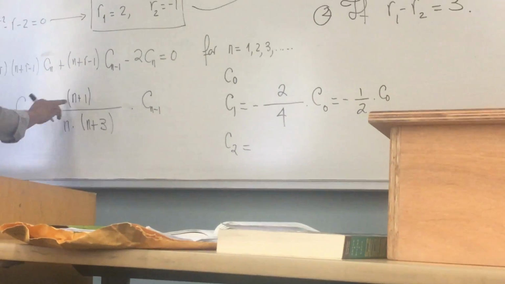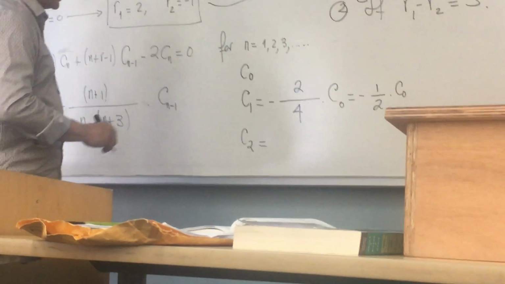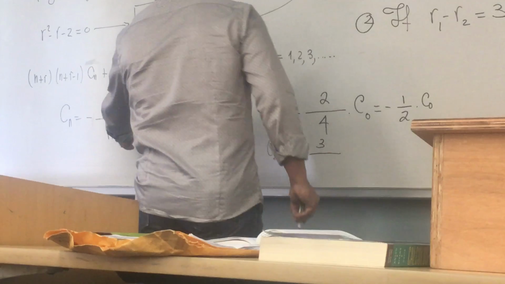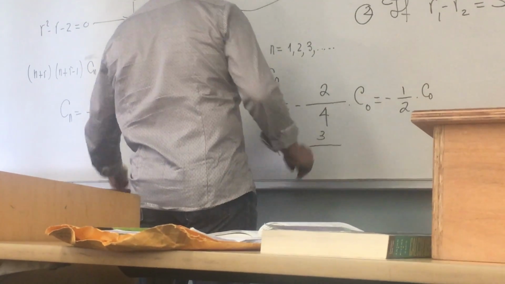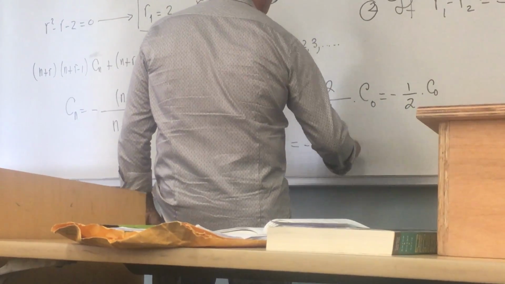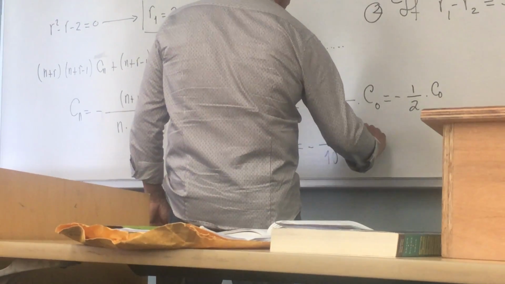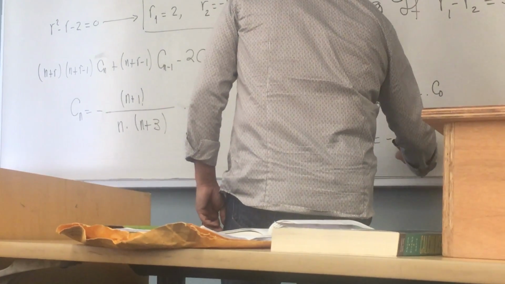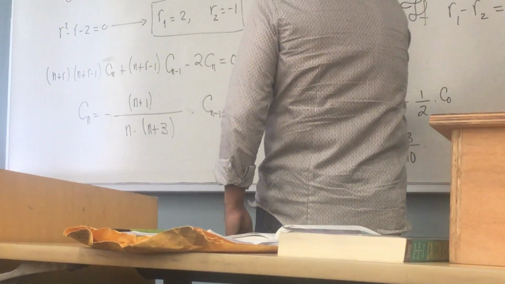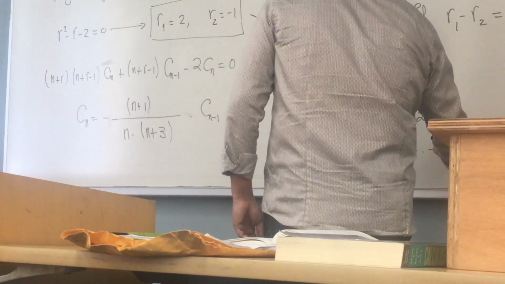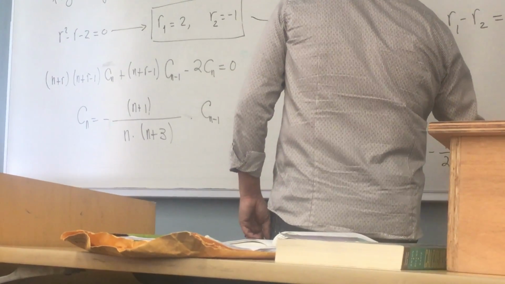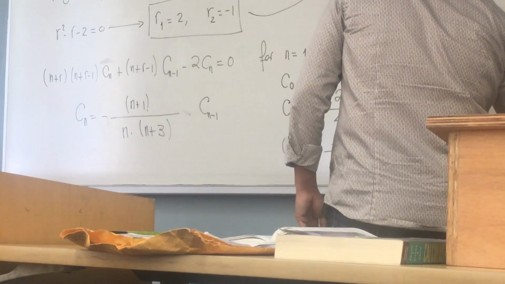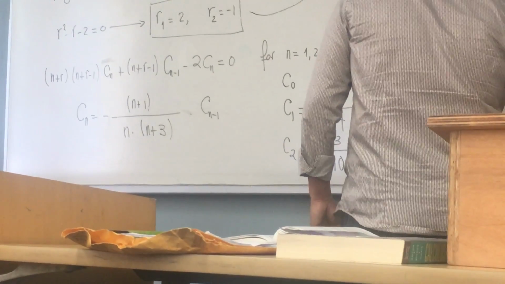Let's go to the next one, C2. If I plug n equal to 2 here, what do you get? 2 plus 1, 3 with a minus. And if I plug n equal to 2, you get 5 times 2, 10, times C1. But C1 is minus 1/2 C0, so you plug in minus 3 over 10 times minus 1/2 C0, and you combine these two and you get plus 3 over 20 times C0.